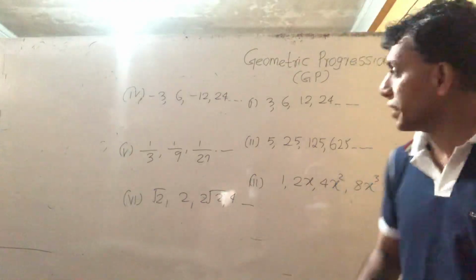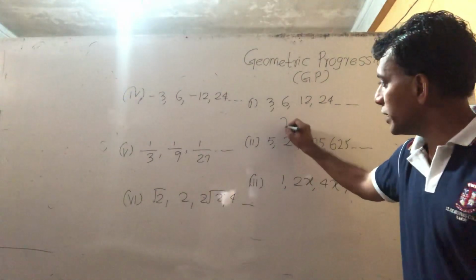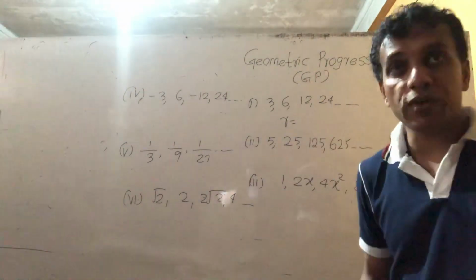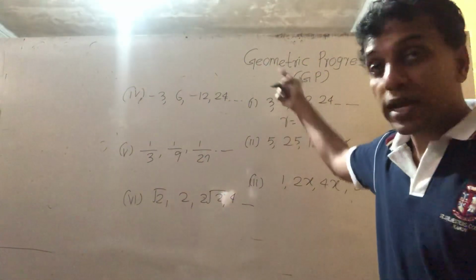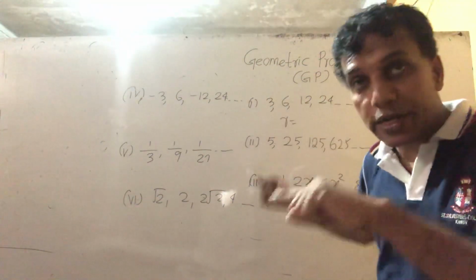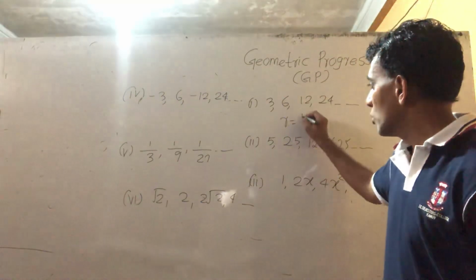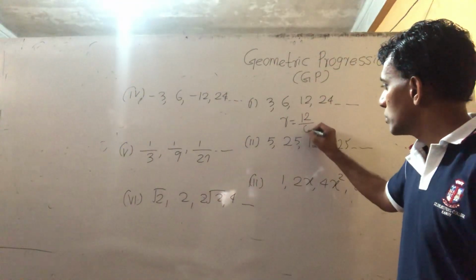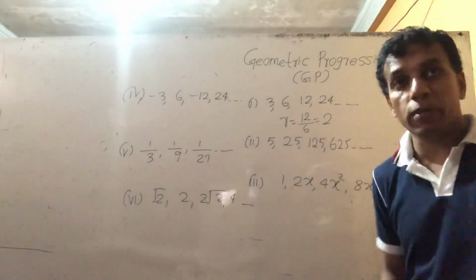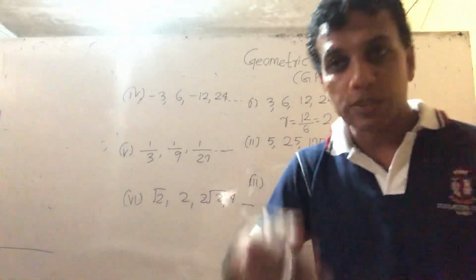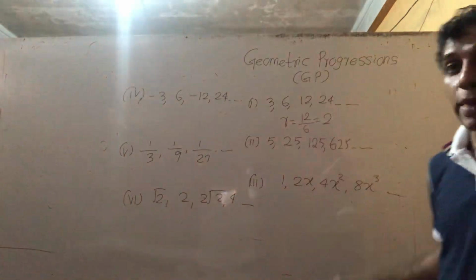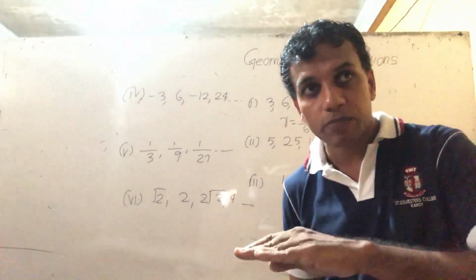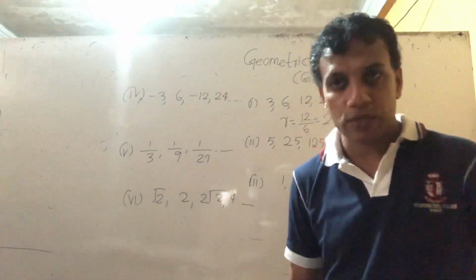Here we divide, right? So first part, R equals, what is the common ratio? 6 divided by 3, or 12 divided by 6, or 24 divided by 12. So the answer is 2. Common ratio is 2, which means multiplied by 2. Very clear. The method is, take any term and divide by its previous term, right?